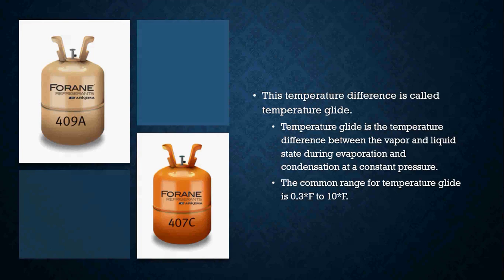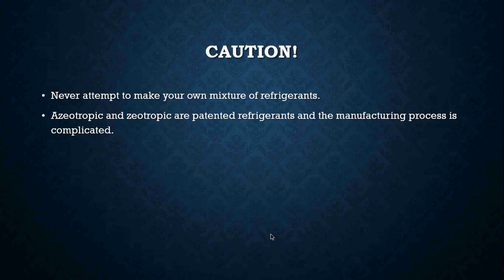The temperature difference is called your temperature glide. The temperature glide is the temperature difference between the vapor and liquid state during evaporation and condensation at a constant pressure. A common range of temperature glides is anywhere between 0.3 degrees up to about 10 degrees, depending on the refrigerant that you are dealing with.